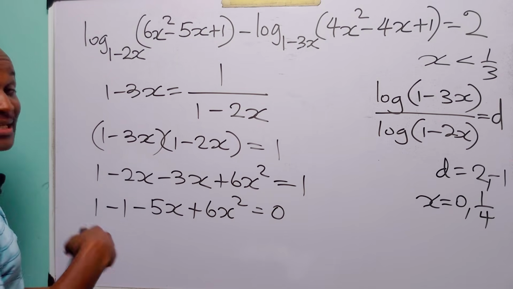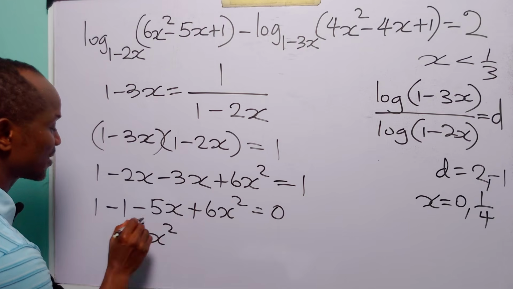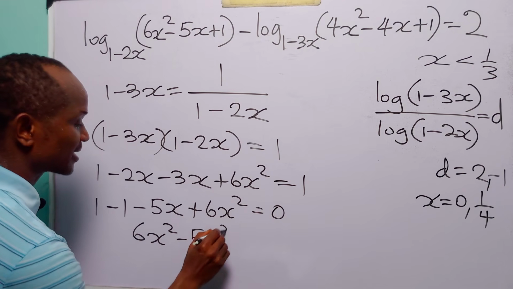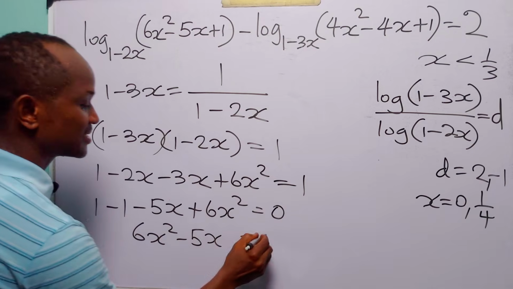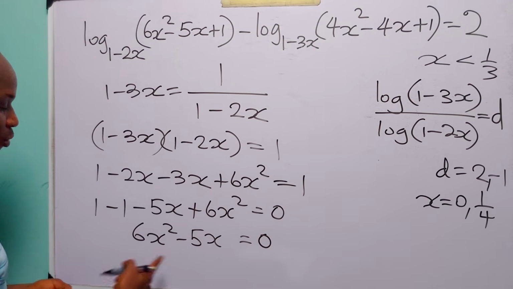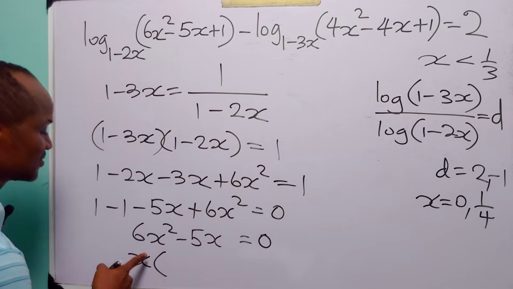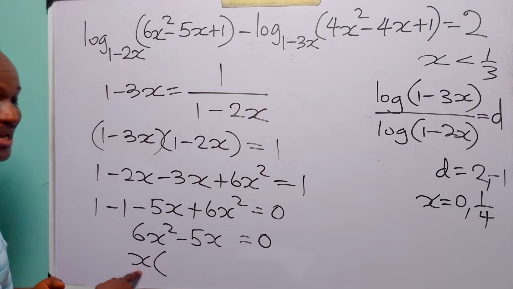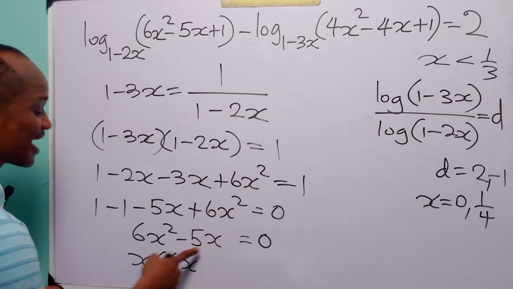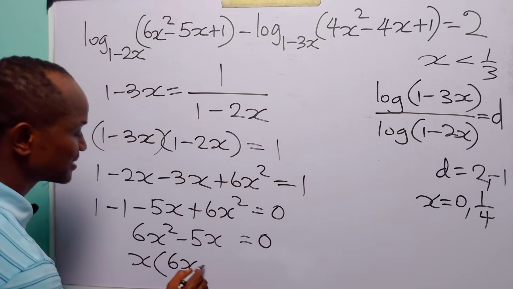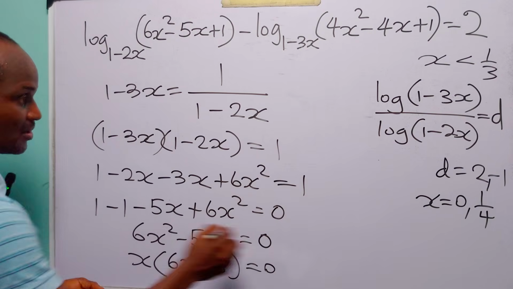1 minus 1 is 0. So from here we have that 6x squared minus 5x is equal to 0. Once more, we can factorize this. We have x into 6x squared divided by x, of course, is 6x. And minus 5x divided by x is minus 5. And this is equal to 0.